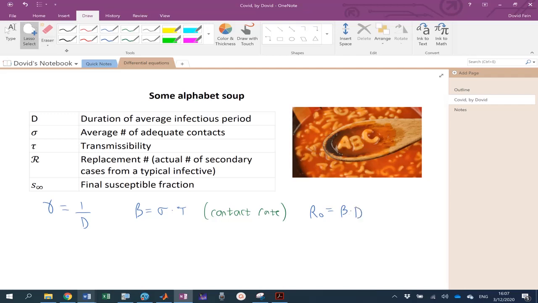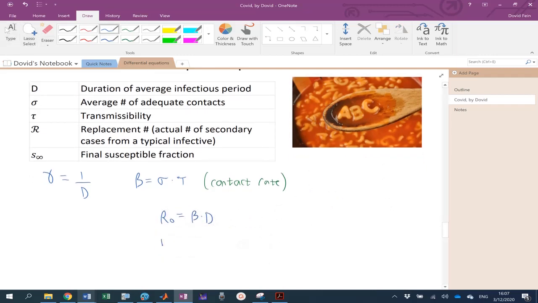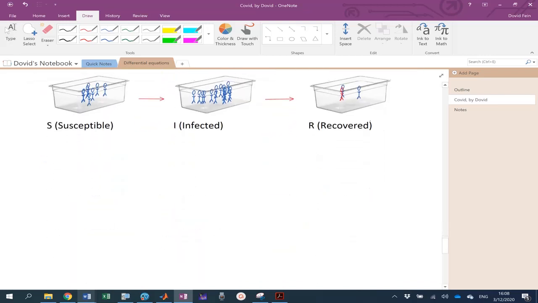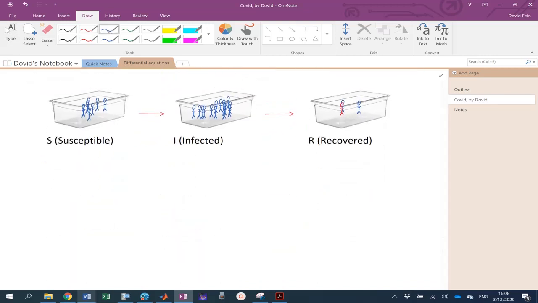And this number right here, it's really important. Note that it depends on beta, and beta, of course, as I said a moment ago, is sigma times tau times d. And in the model that I present in a few minutes, I'm not going to touch tau or d. The only thing I'm going to play around with is this sigma number here, this contact number. Okay, we have enough. We're now ready to write down the system of differential equations.